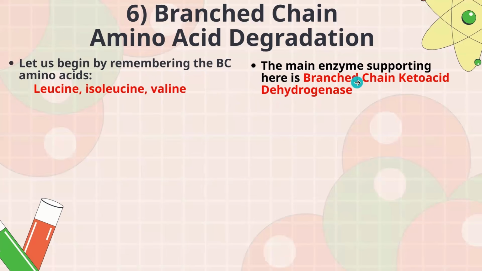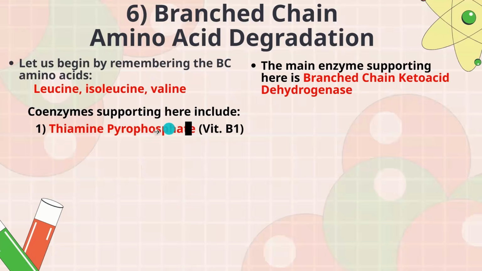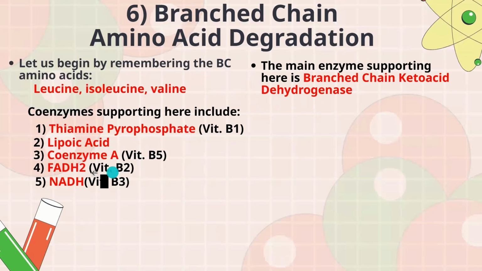Now, for every enzyme, we have its coenzymes or cofactors, right? And the coenzymes here, if you guys remember the mnemonic, the lovely coenzymes for nerds. These are the cofactors that are responsible here. Thiamine pyrophosphate, B1, lipoic acid, coenzyme A, vitamin B5, FADH2, vitamin B2, NADH, vitamin B3. You can remember these as also niacin. This is the mnemonic, and these are supporting branched chain keto acid dehydrogenase.